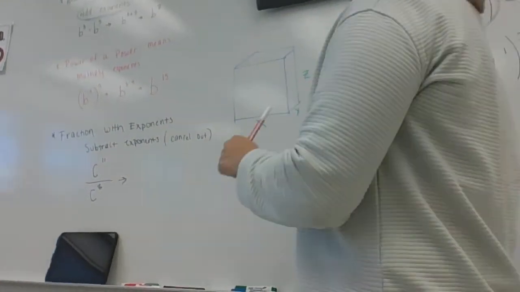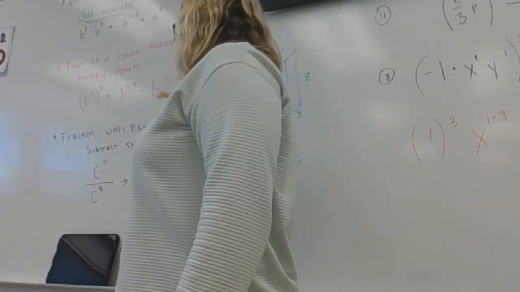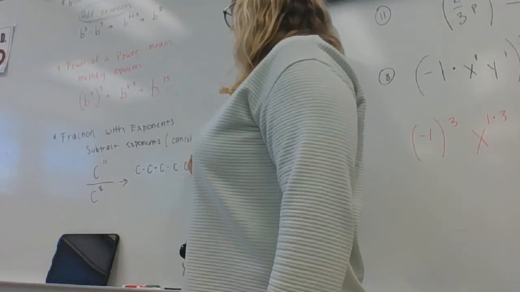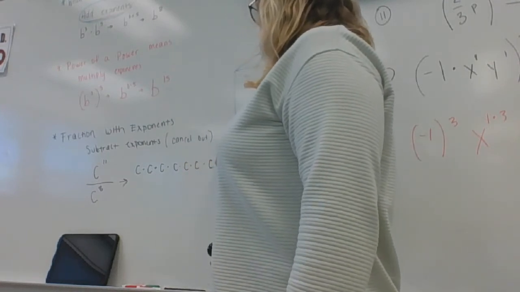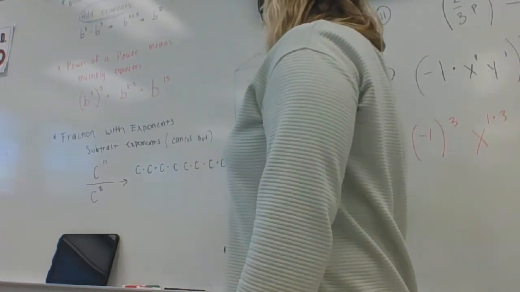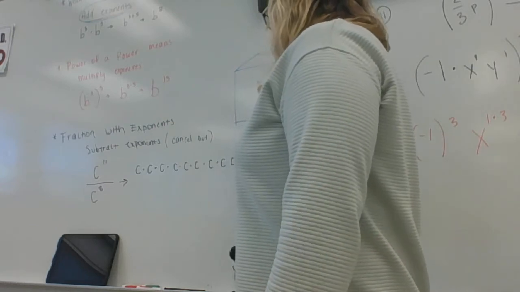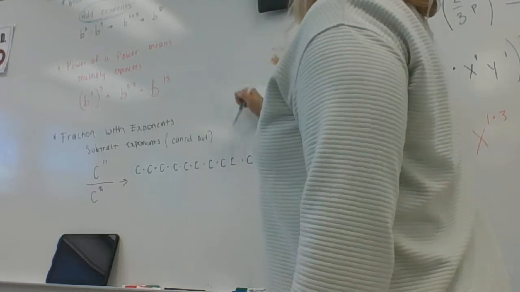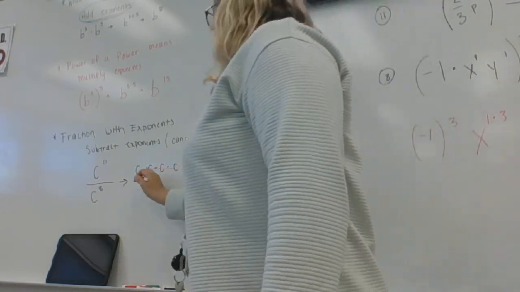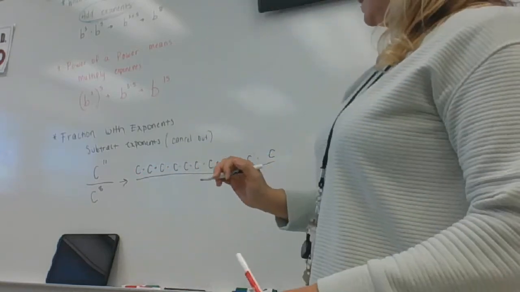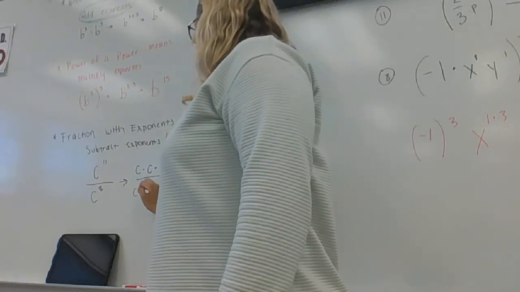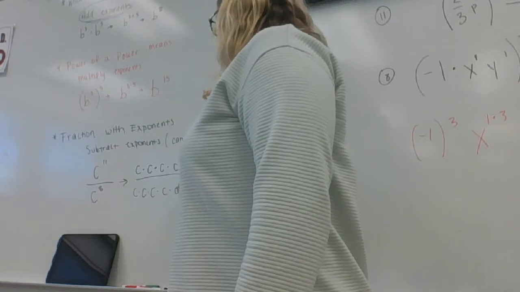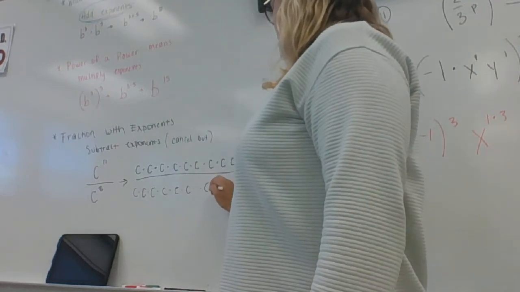I'm going to write it out. So if I actually had 11 C's up here, 1, 2, 3, 4, 5, 6, 7, 8, 9, 10, and there's actually 11 C's. It's a lot to write all those out, but it's good to help at first. And then I actually have 8 C's down below. 1, 2, 3, 4, 5, 6, 7, 8.